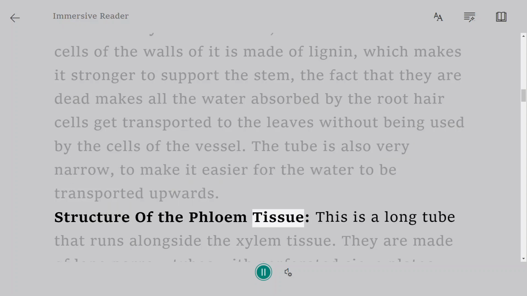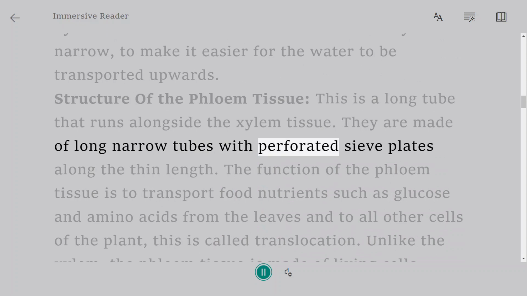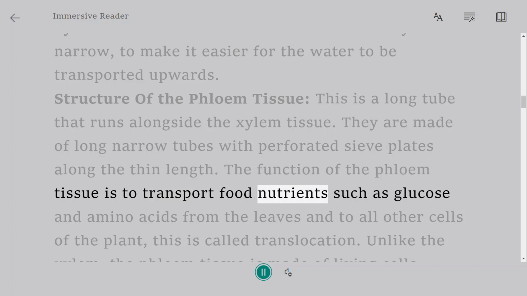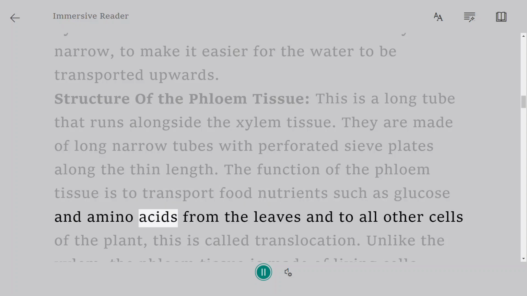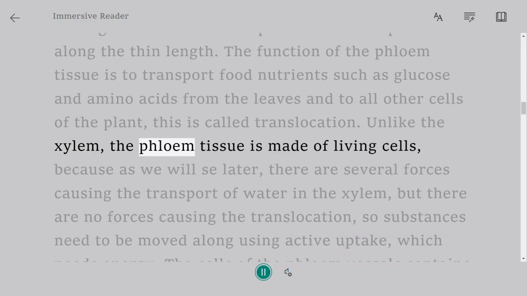Structure of the phloem tissue: this is a long tube that runs alongside the xylem tissue. They are made of long narrow tubes with perforated sieve plates along the thin length. The function of the phloem tissue is to transport food nutrients such as glucose and amino acids from the leaves to all other cells of the plant. This is called translocation.